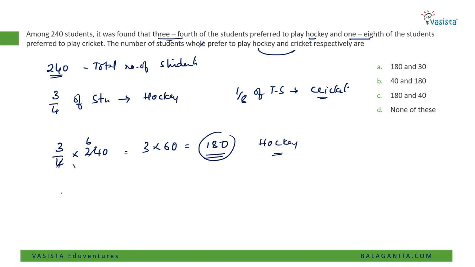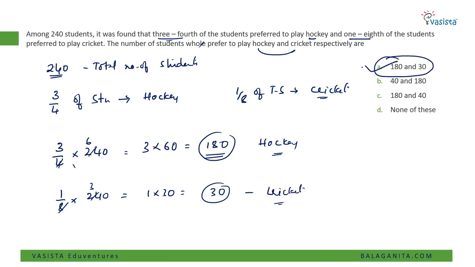Now for cricket, that is 1/8 into 240. So 8 ones are 8, 8 threes are 24, that is 30 ones are 30, which is going to be 30. So 30 students are going to prefer to play cricket. So the option is 180 and 30. That option is the right one.